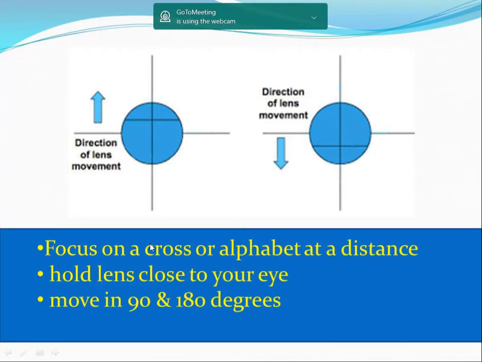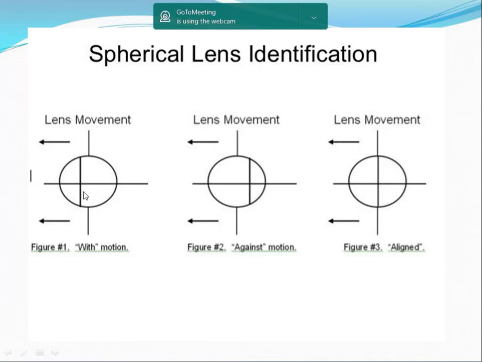Wherever some alphabet is there, you look at that particular object through the lens. How do you keep the lens? You have to keep the lens very close to your eye, and while you are looking at the object, move that lens up, down, sideways, right side and left side, and then note how the image is moving. Suppose you are moving the lens towards the left, and the image of the alphabet or the cross you are looking at is also moving towards the left. It means it is a with motion.